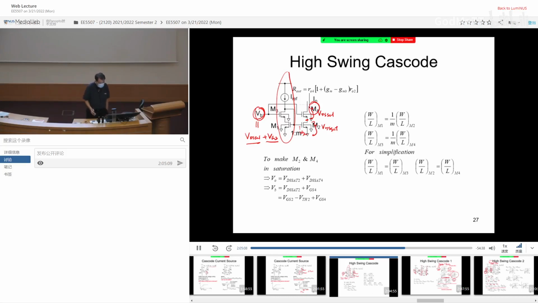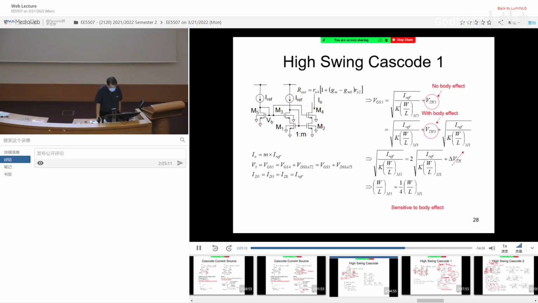A very simple way of figuring out VB, the first method, is to just establish another current mirror. Just use M5. And then your job is basically just to make sure your VGS of M5 is exactly equal to VDS set of M2 plus VGS of M4. Right? That is exactly what we want. So as long as you are able to achieve this, your job is done.